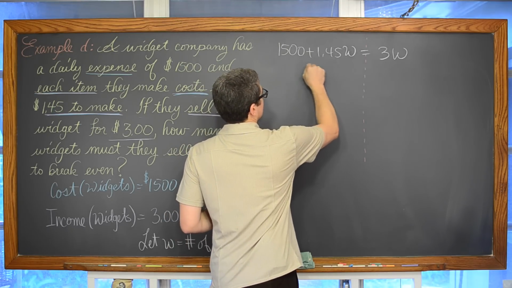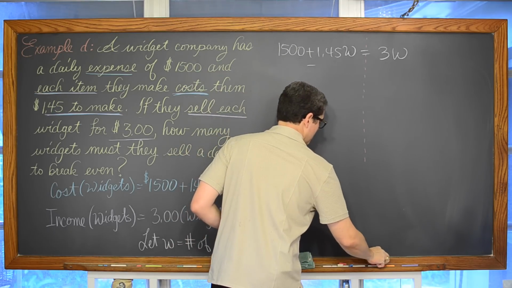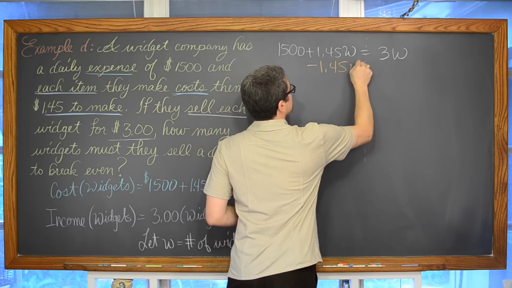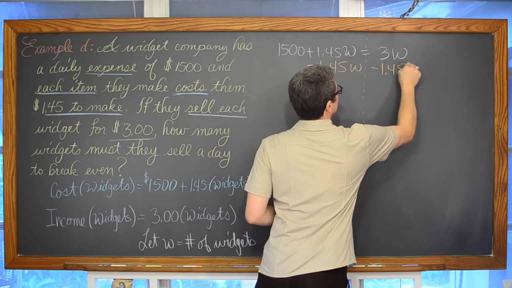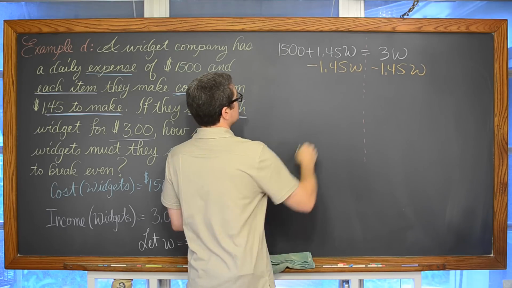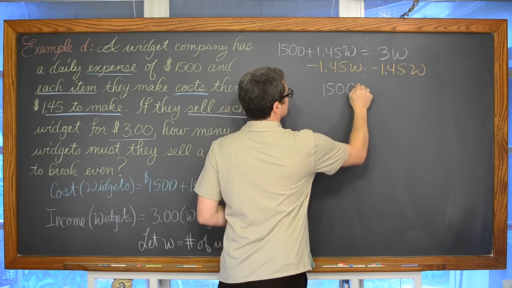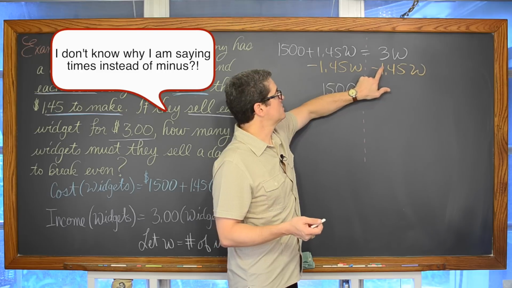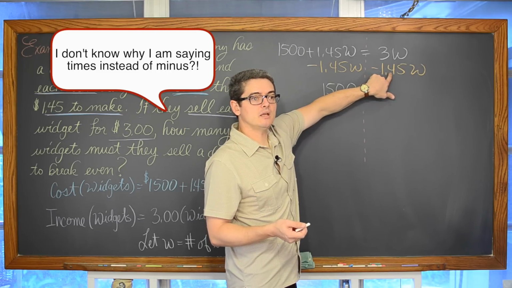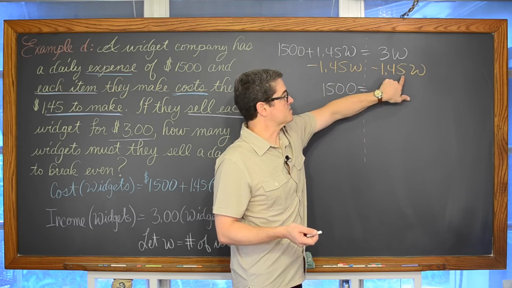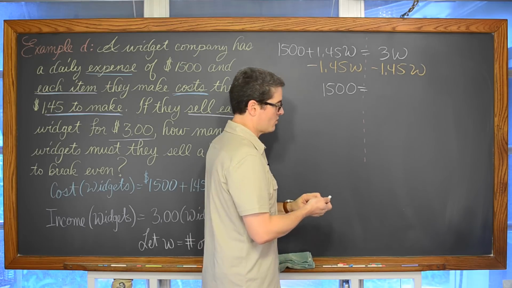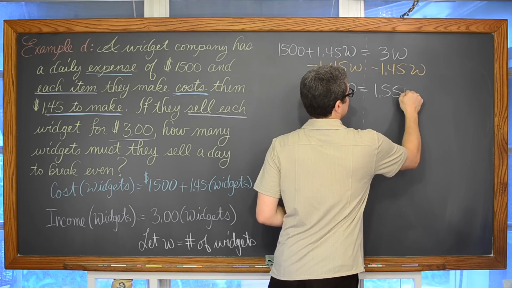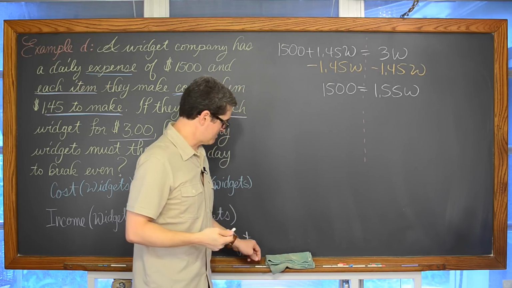So we're going to subtract 1.45W from both sides, and we're going to get 1,500 is equal to, now let's see here, $3 minus $1 is $2, $2 minus 40 cents is going to be $1.60, and then $1.60 minus 5 cents is $1.55. Dollars kind of makes sense for this problem because we're talking about money.